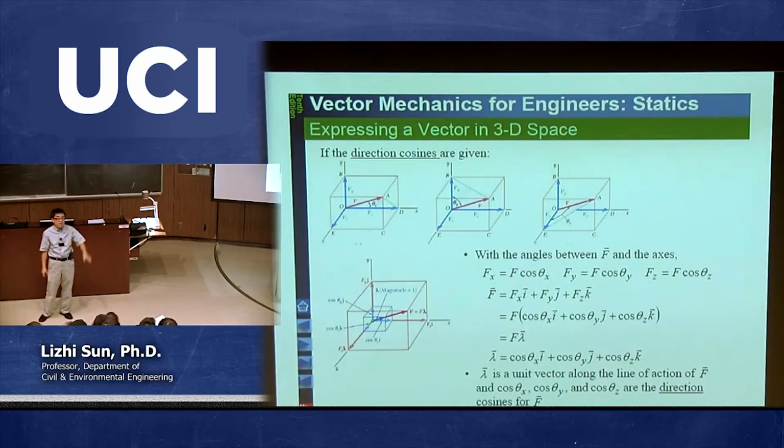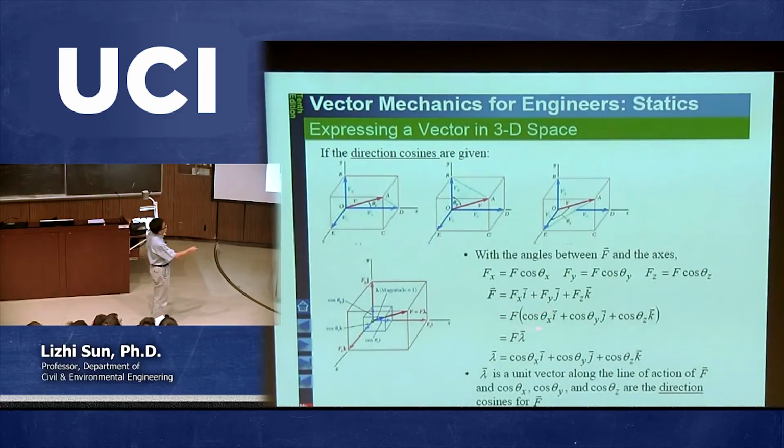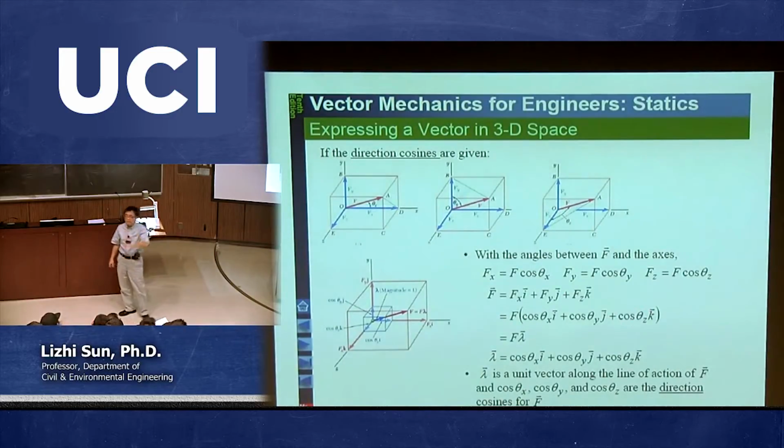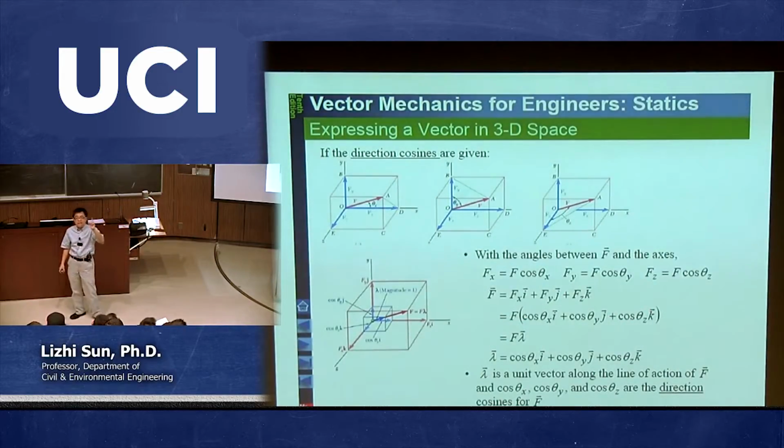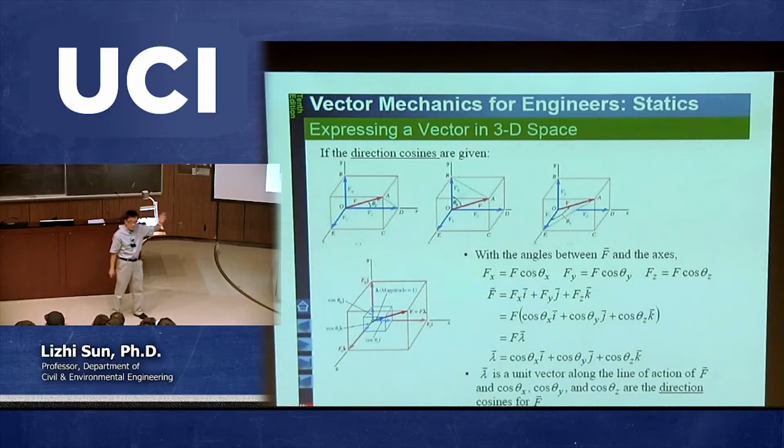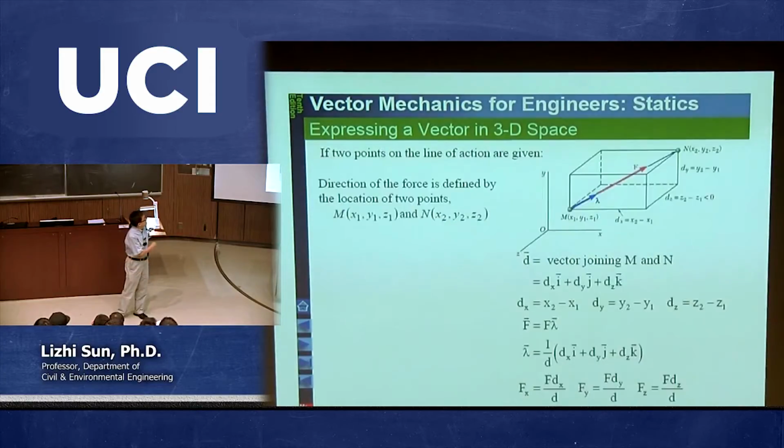Okay? But many times we do not ask you. If we do not ask you, typically you just calculate those 3 components. This is called fx, this is called fy, and this is called fz. So you just write that three-dimensional force in terms of something times i plus something times j plus something times k. That's it. Okay? Any questions?